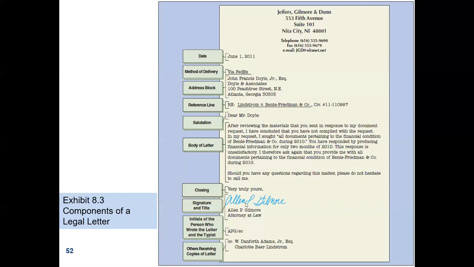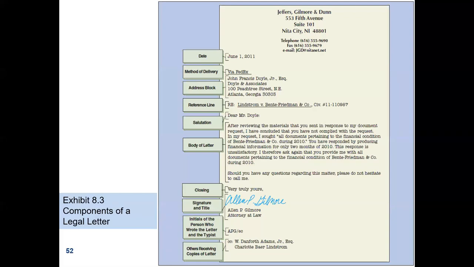You're not responsible for knowing how I happen to set up a modified block letter. You'll learn about that in advanced legal documents prep, just kind of a preview of coming attractions. What I want you to know is what these various parts are, why we have them in the letter, and what kind of information is in them.